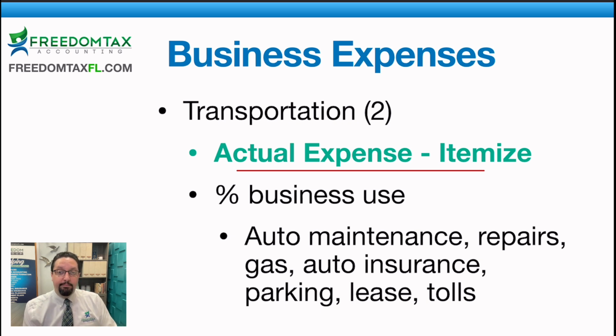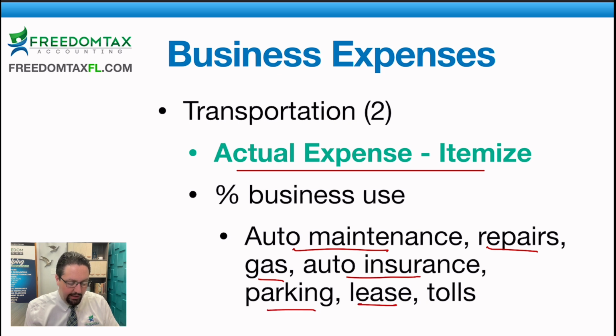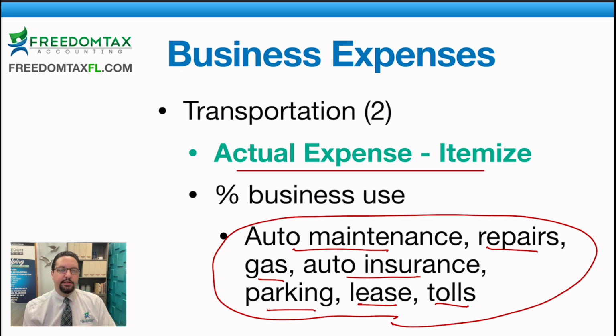That means that of the entire year's expenses for auto maintenance, repairs, gas, auto insurance, parking, lease, and tolls, 50% of that you can deduct as a business expense. Now, it doesn't have to be 50%. Let's say that you say, well, I use my vehicle 25% of the time for my real estate business. Then you can deduct 25% of all these expenses as a transportation expense.